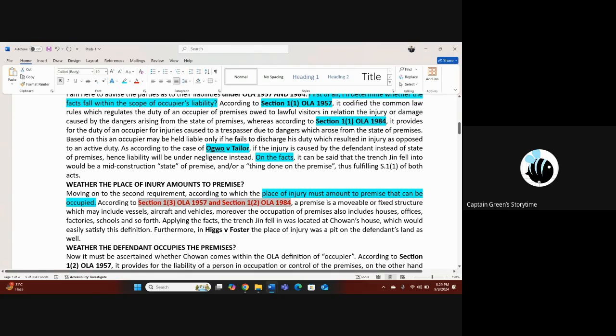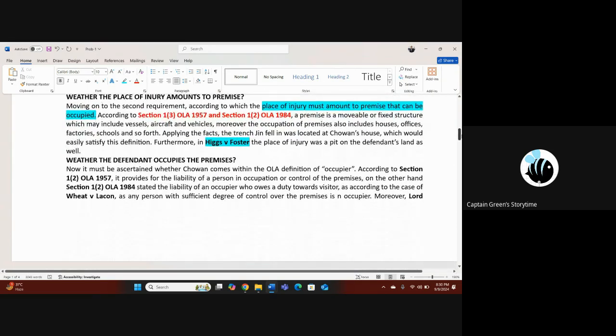Moreover, in Higgs versus Foster, the place of injury was a pit on the defendant's land as well. In Higgs' case, it was decided that the pit also was included in premise. Thus, according to the facts, it is satisfied that the place of injury of Jin amounts to premise. Now, moving on to the next step.